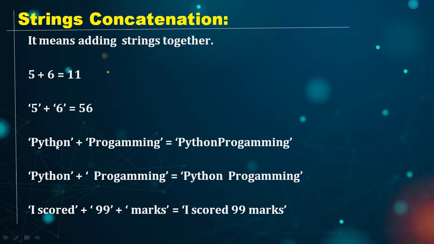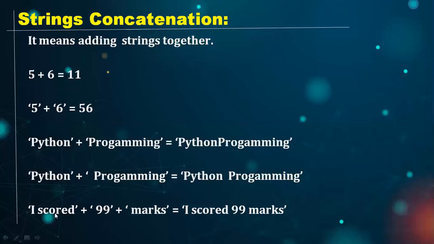Similarly, I have one string, Python, and another string, programming. When I concatenate both of them, the result will be Python programming, and there will be no space in this case. But if I leave some space here and then concatenate Python and programming, there will be one space and both the strings will be concatenated.